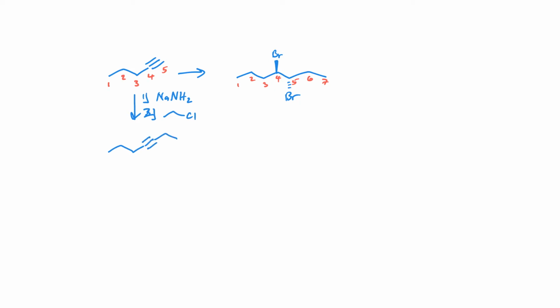And there I have my 7-carbon species. I've added 2 carbons to it. I still have some functional group control, or a functional group handle, that I can work with right here and hopefully eventually get to the dibromide. Let's think about the stereochemistry here.